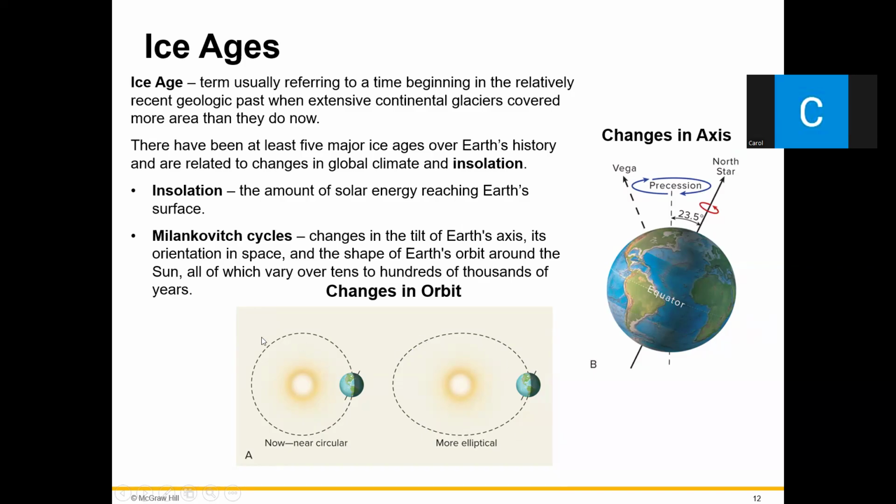It goes from more elliptical to more circular. And so here you can imagine if it's more elliptical, you are further away from the sun at these seasons here than you are in a circular orbit. Let's see, orientation in space, the shape. So as all of these things change on a solar system level, that affects how much solar energy is reaching Earth's surface.